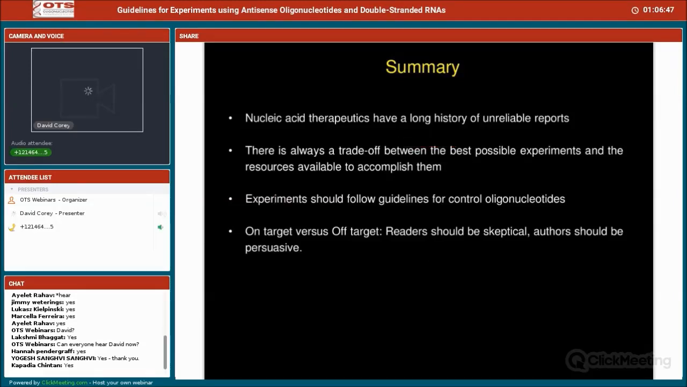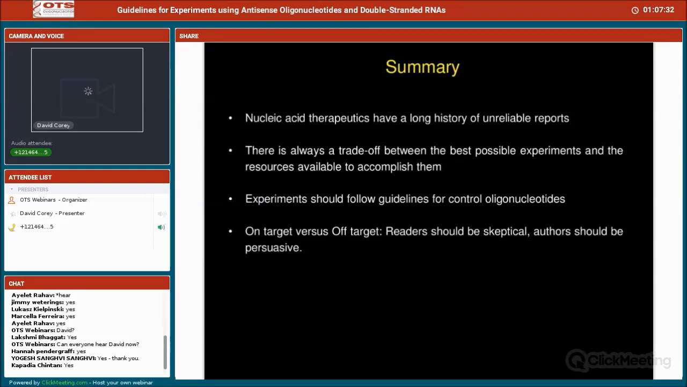Okay, in summary, nucleic acid therapeutics have a long history dating back to the 1990s of unreliable reports. There's been an equally long history of outstanding commentaries suggesting how to correct that. And I think it's time to get back on the path of discussing those commentaries. There's no doubt there's a trade-off between the best possible experiment and what your average laboratory has in terms of resources to accomplish them. We don't want to prevent experiments from being done by demanding that experiments be perfect. However, experiments should follow the minimum guidelines for control oligonucleotides.